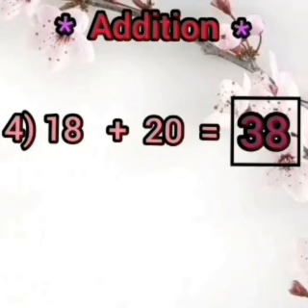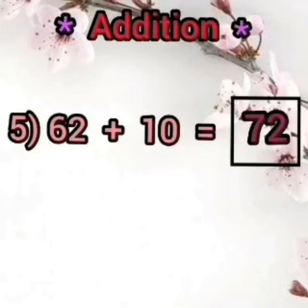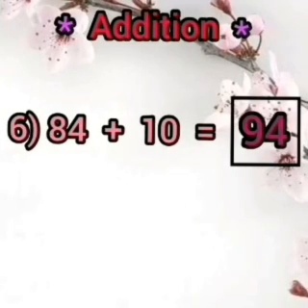Let us see the fifth one. 62 plus 10 is equal to 72. Let us see the sixth one. 84 plus 10 is equal to 94.